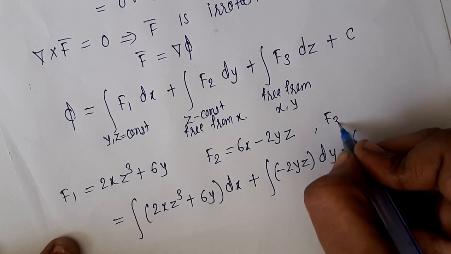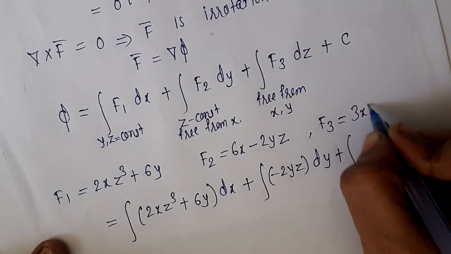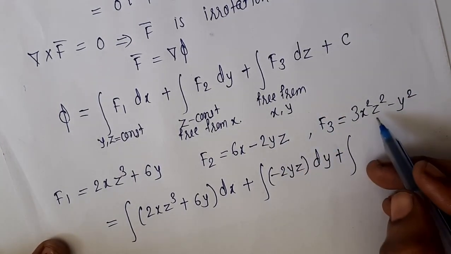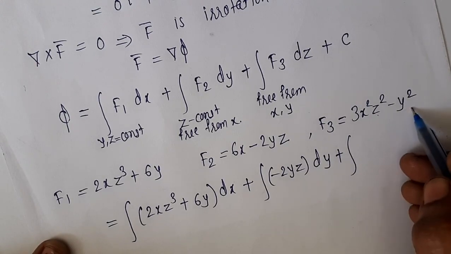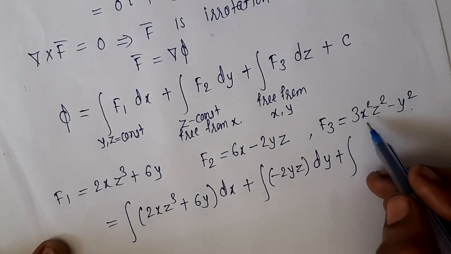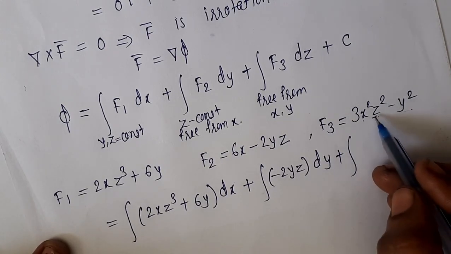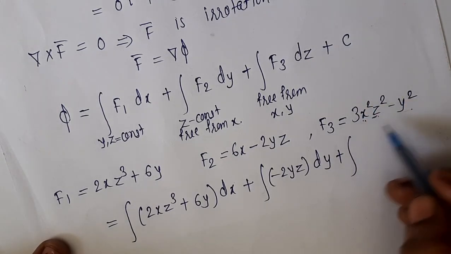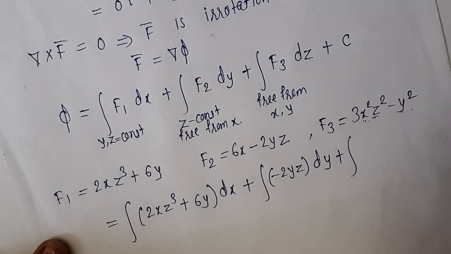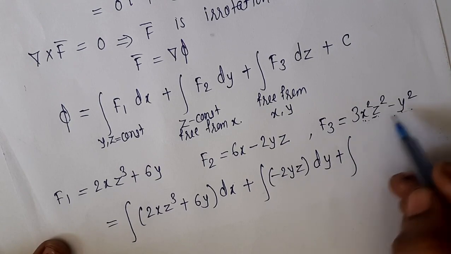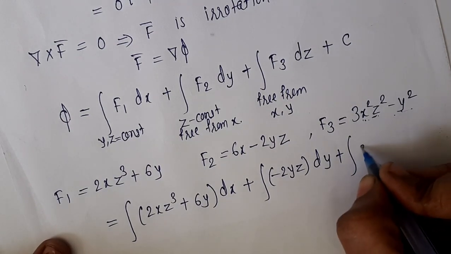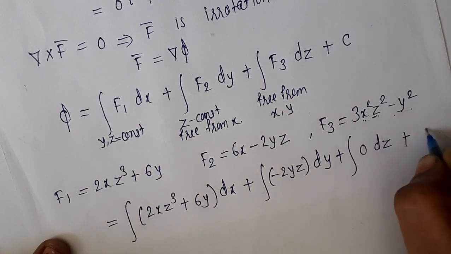Now what is f3? f3 is equal to 3x²z² − y². Now we want a term free from x and y. In the first term we have x and in the second term we have y. So there is no such term which contains only z. Here we have z, but it is with x, so it is not free from x. Similarly here we have y². We want a term which is free from x and y, meaning z must be a separate term. Here we don't have any such term, so we write it as 0 dz plus c.